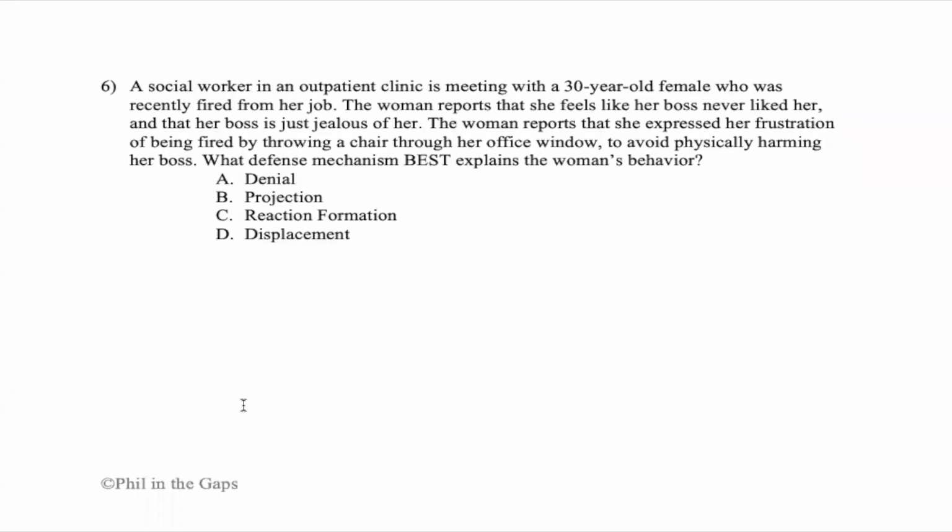Question 6. A social worker in an outpatient clinic is meeting with a 30-year-old female who has recently been fired from her job. The woman reports that she feels like her boss never liked her and that her boss is just jealous of her. The woman reports that she expressed her frustration of being fired by throwing a chair through her office window to avoid physically harming her boss. What defense mechanism best explains the woman's behavior? A, denial, B, projection, C, reaction formation, D, displacement.